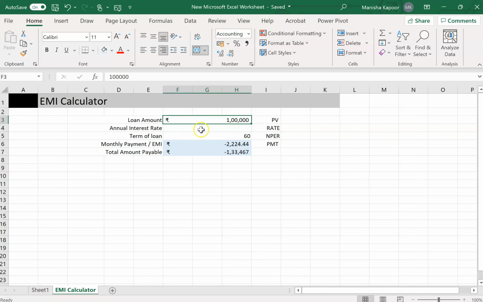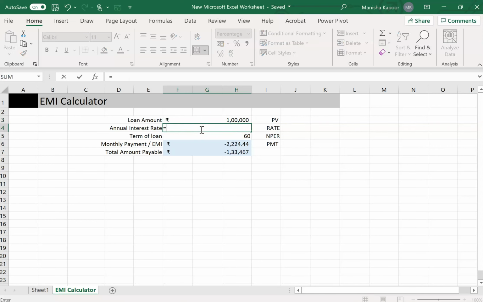And this is the loan amount. So what I can do is use this RATE formula to find the interest rate when I already know my EMI and my number of periods. So the NPER is 60, that I'll pay this loan in 60 months, and the PMT, the EMI I'm ready to give, is 2,224. And the present value is the same, that is 1 lakh.